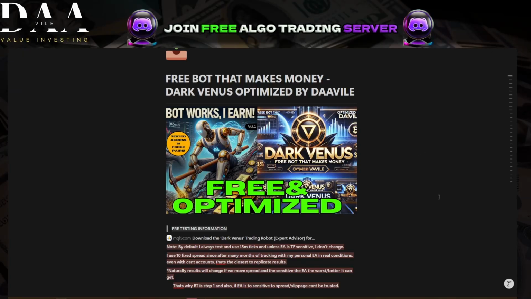So I finally finished backtesting Dark Venus. This is the MT4 free version. I tested 20 Forex pairs and XAUUSD, so it will be 21 assets in total.